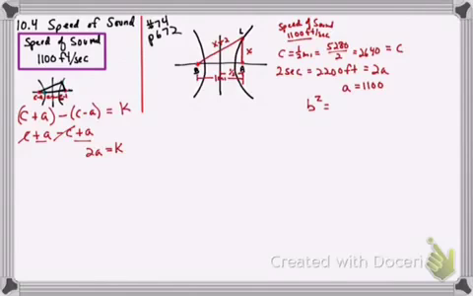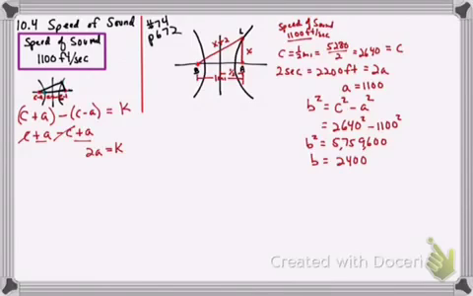And so we know B squared is going to be C squared minus A squared. So that will be the 2640 squared minus 1100 squared. And so B squared will be 5759600. Alright. And then just let's find out what B is as well. So B is 2400. Or it's approximately 2400. So I'm going to use that.